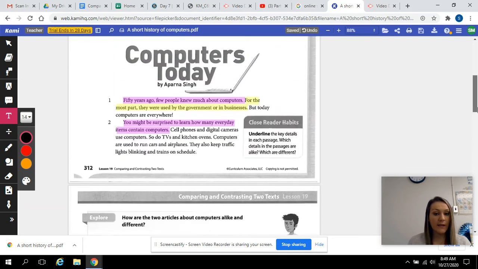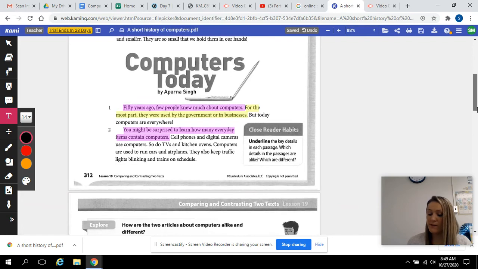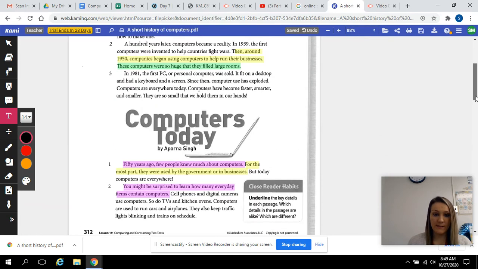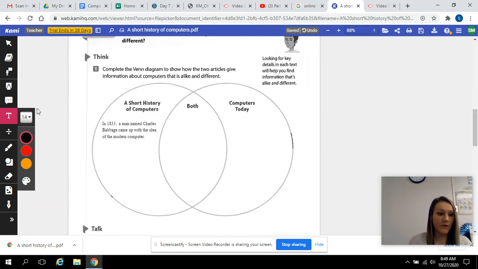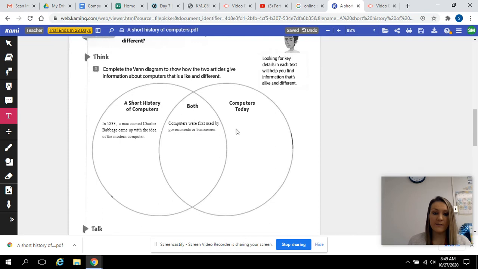What's the similarity we had down? For the most part, they were used by governments or businesses. It says that in both texts, so I'm going to fill that in my both box. I'm just going to say computers were first used by governments or businesses. Talks about that in both texts, okay?